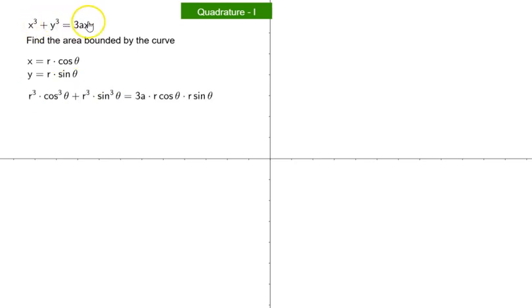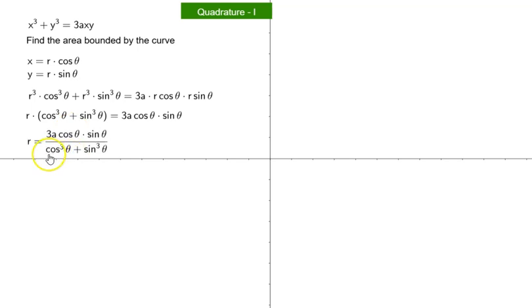So applying that here, we get r cube times cos cube theta plus r cube times sin cube theta is equal to 3a times r cos theta times r sin theta. Now, here if you notice, r cube is common to both the terms on the left hand side. And on the right hand side, we have r square. So r cube and r square cancel out to give us r on the left hand side. So r times cos cube theta plus sin cube theta is equal to 3a cos theta sin theta.